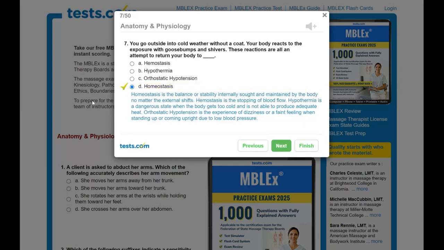D. Homeostasis. Homeostasis is the balance or stability internally sought and maintained by the body no matter the external shifts. Hemostasis is the stopping of blood flow. Hypothermia is a dangerous state when the body gets too cold and is not able to produce adequate heat. Orthostatic hypotension is the experience of dizziness or a faint feeling when standing up or coming upright due to low blood pressure.